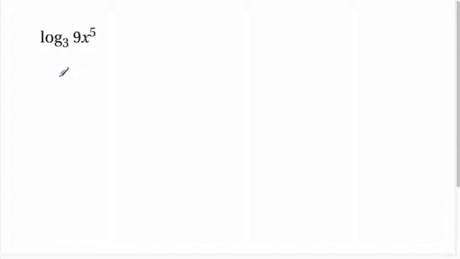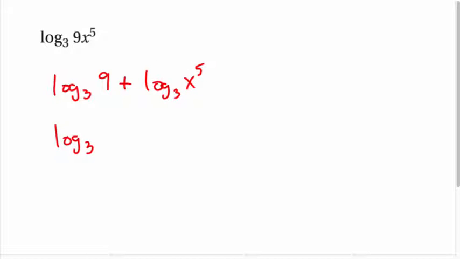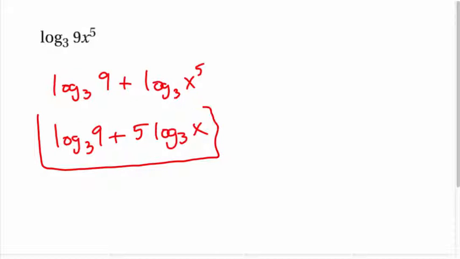And log base 3 of 9 plus, because this is multiplication, log base 3 of x to the 5th. Then I'm going to pull this exponent out front. Log base 3 of 9 plus 5 log base 3 of x. And there's my answer. So that is how you both contract and expand logs.